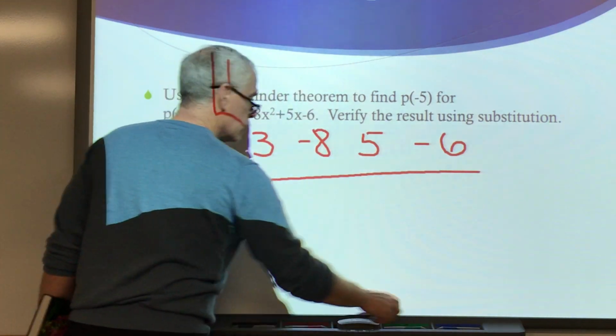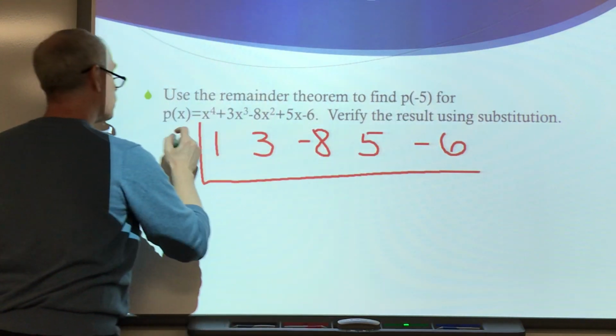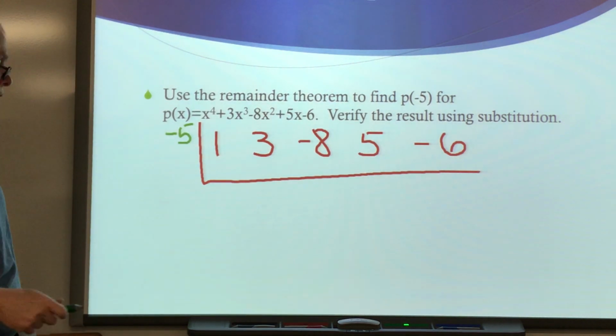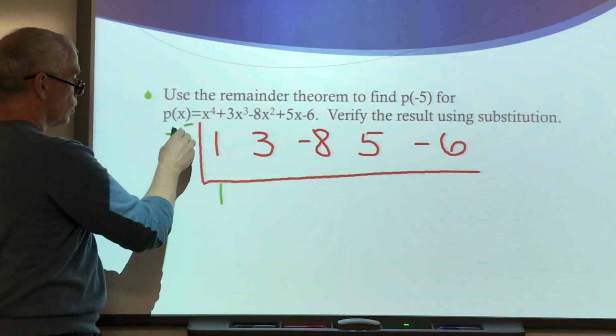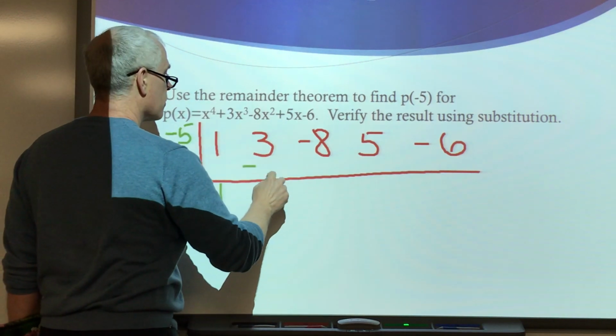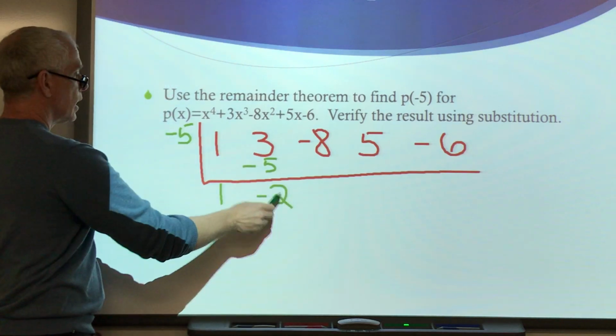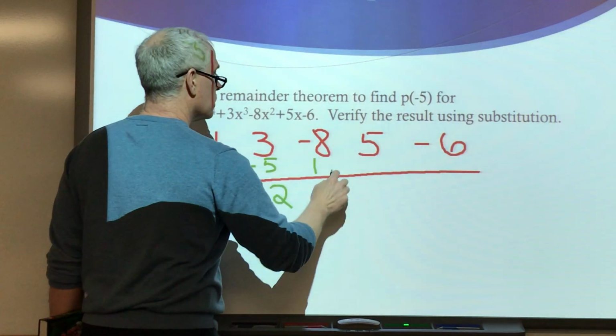Okay? And we're taking p of -5, so we're going to put a -5 out front. Okay? And we're just going to work through our synthetic division. So bring down the 1, multiply. -5 times 1 is -5. Add these together, I get -2. -2 times -5 is 10.